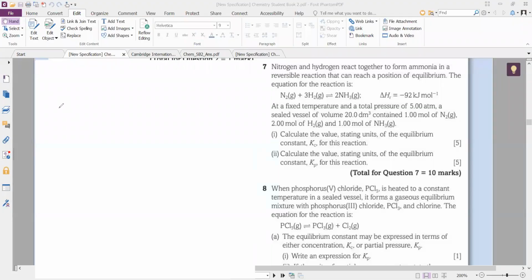Here we go. Nitrogen and hydrogen react together to form ammonia in a reversible reaction that can reach a position of equilibrium. The equation for this reaction is given. So N2 plus 3H2 2NH3. At a fixed temperature and total pressure 5, a sealed vessel of volume 2 contains 1 mole of nitrogen, 2 mole of hydrogen, and 1 mole of ammonia. Calculate the value, stating the units, of the equilibrium constant Kc for this reaction.